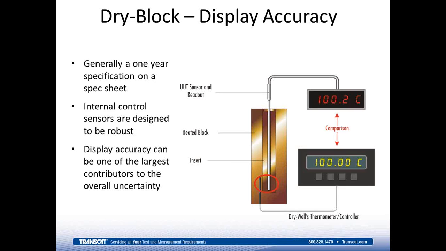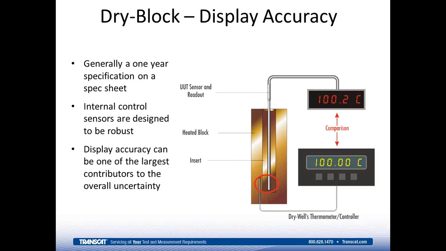Dry blocks do have a display on them. Obviously, they have a temperature display that you use to set the temperature of it, and those displays have an accuracy associated with them. Generally, those are a 1-year specification. If you take a look at the spec sheet, it'll usually tell you that. This is a calibration of that internal sensor that we talked about a few slides ago. We're basically characterizing that sensor.